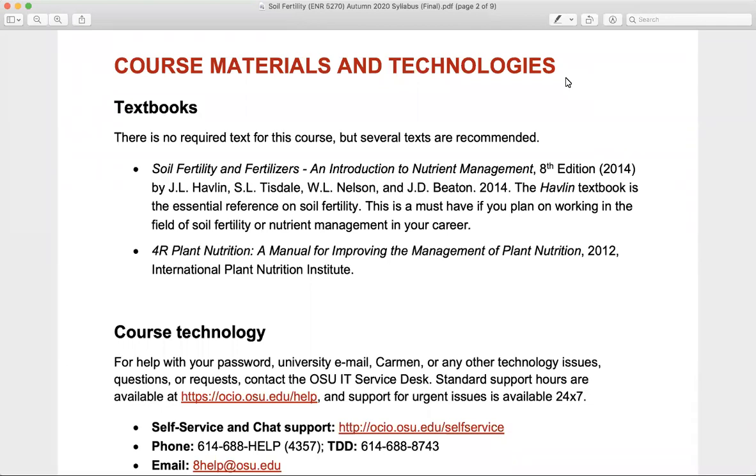This is really more of a practical applied text for nutrient management, put on by the International Plant Nutrition Institute. So there's plenty of other things out there. Of course, there's not a lack of other references and texts, and this is just a good place to kind of get started.